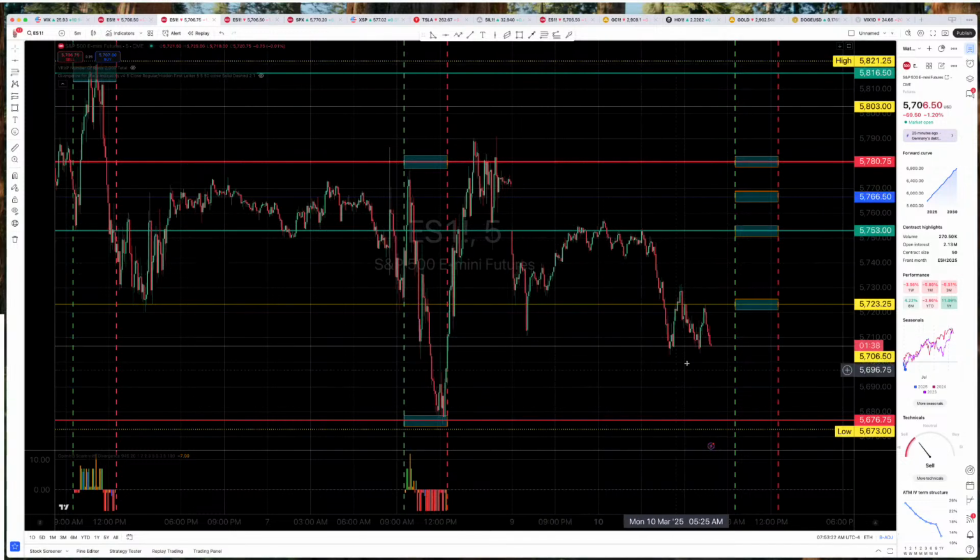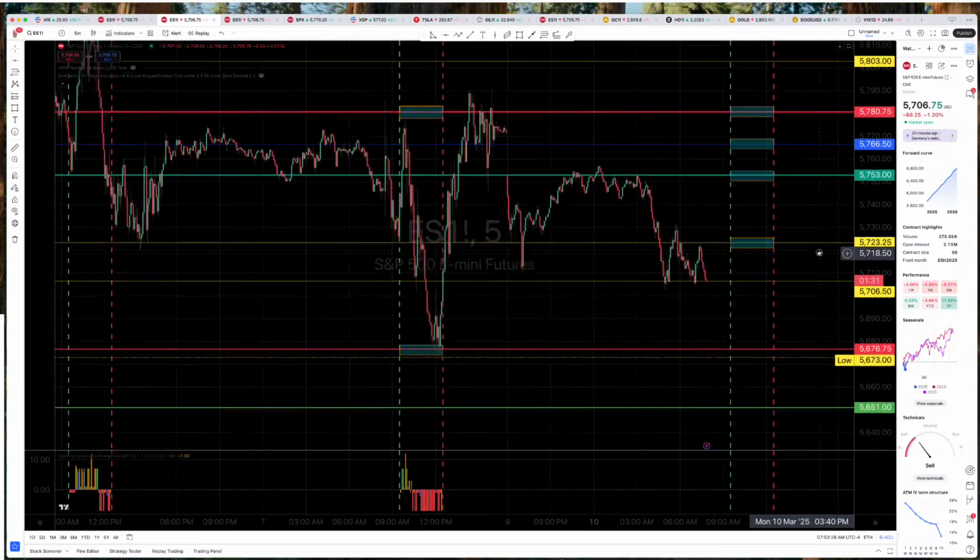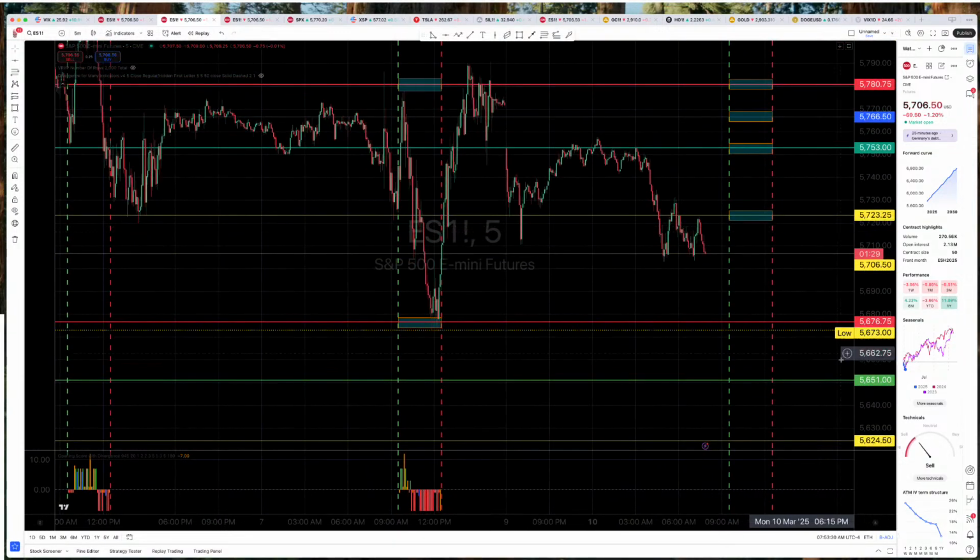So we're in a lower liquidity area. It's very possible that we could come down to this other node that's down here. Let's see if we can see its boundaries. At the top it's 5676 by 5651. So very possible that we can come down there.